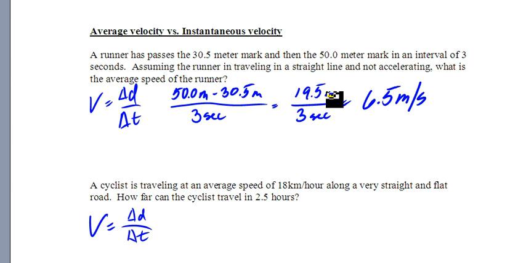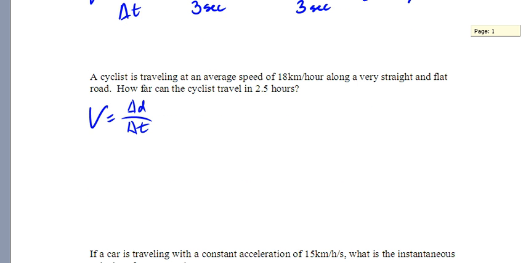Because we only know that the runner was traveling in 3 seconds, he could have been going faster or slower at any one point, but we only know two pieces of information for the distance: beginning distance, ending distance, and a 3-second interval. So the best we can come up with is an average speed of 6.5 meters per second.